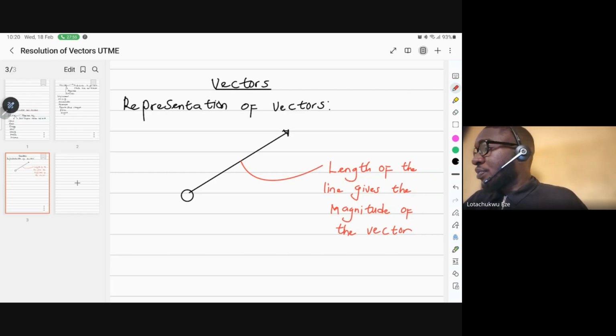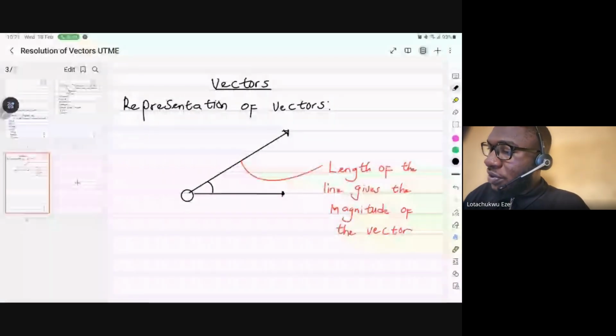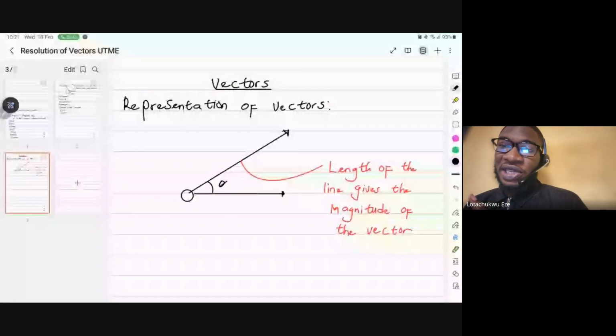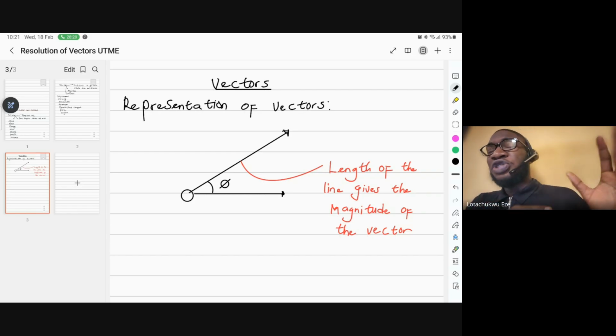All right. Now the angle between the object and where it is acting: let's say we have another vector acting this way, in this direction. The angle here gives you the direction. Are we together, guys? The angle here will give you the direction of the vector. So when they're asking for the direction of a vector, they are simply asking about the angle between a particular vector and another vector. That's how to represent the vectors.